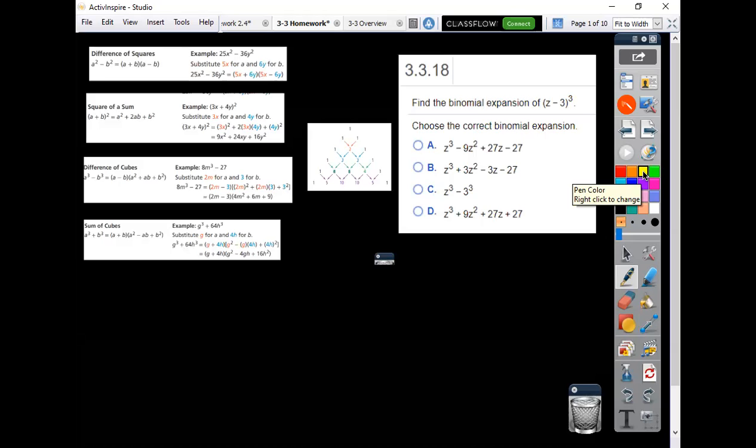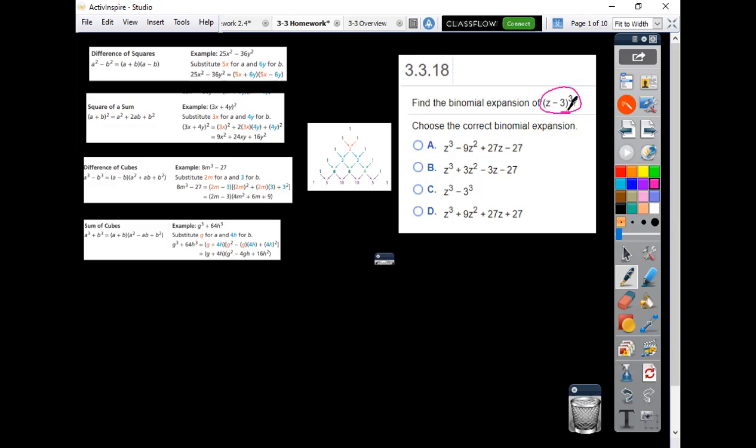The first thing I would think about is, notice this is not the difference of two cubes. Those two things are different. So that would be saying we can't just put the 3 in. Remember what we have here is z minus 3 times itself, and we have it there 3 times.